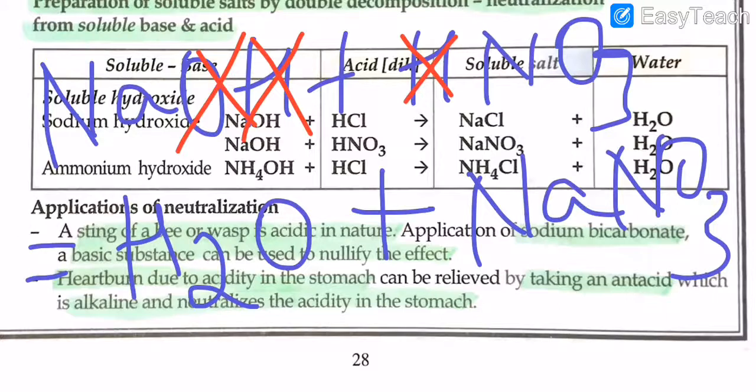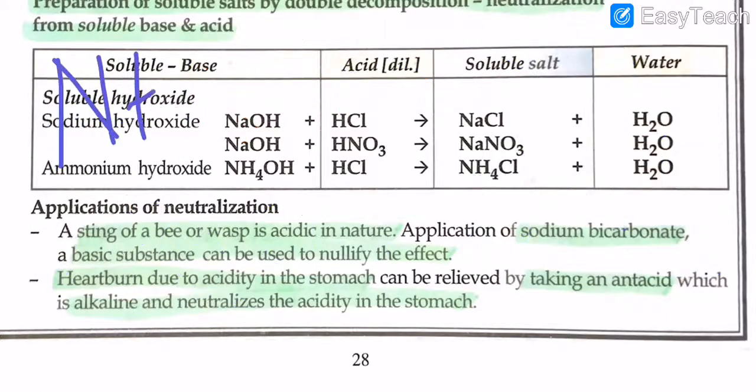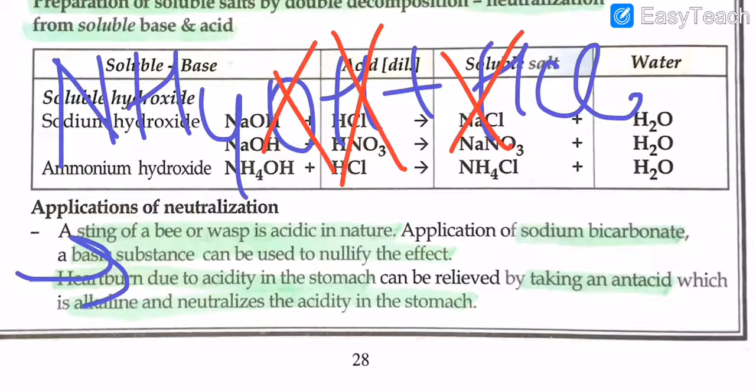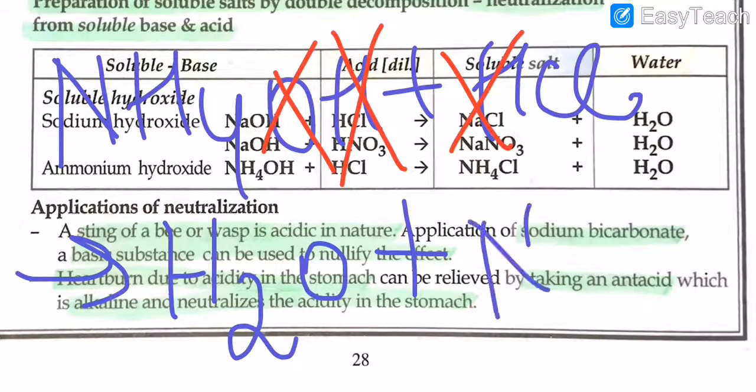Then you have ammonium hydroxide, so NH4OH plus HCl gives you... So first find H2O, as I've always said, right? You can clearly see 2 hydrogens over here and 1 oxygen over here. So you get H2O. What is left? NH4Cl is left. So NH4Cl is your soluble salt and H2O is clearly water. Perfect. So this is done.